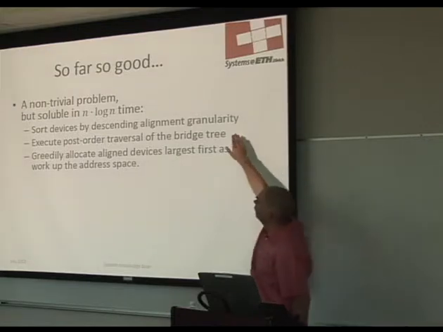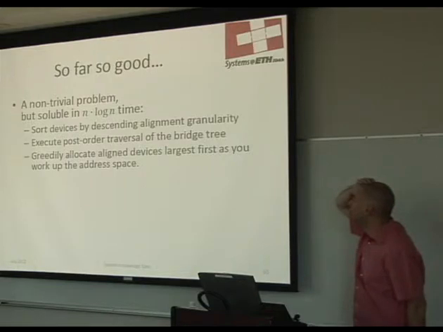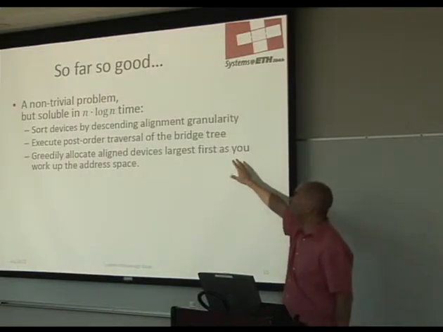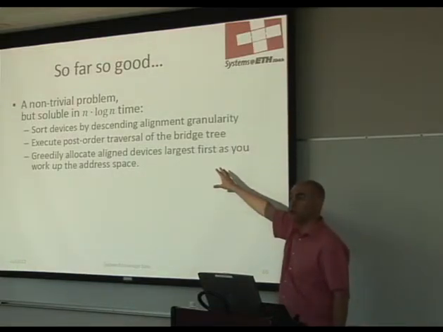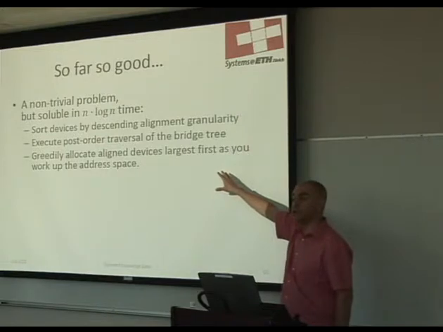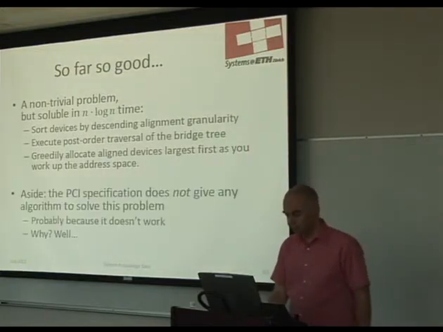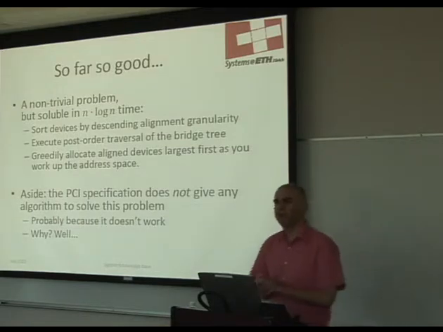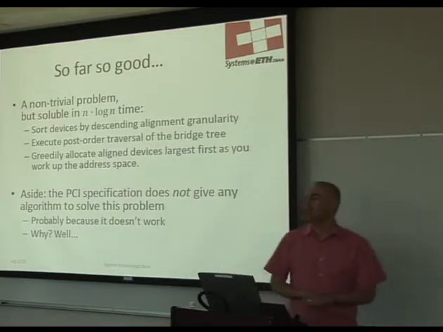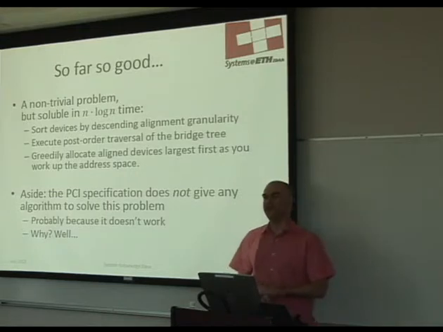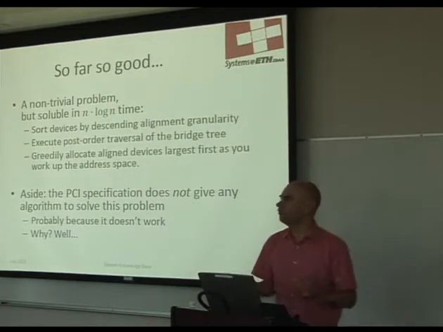One way to do this: you sort devices by descending alignment granularity, do a post-order traversal, and greedily allocate the aligned devices, largest first, and that will give you a configuration if it's possible. Great. Seems reasonable. Oddly enough, the PCI specification does not tell you this. It doesn't actually say how you configure a PCI bus.